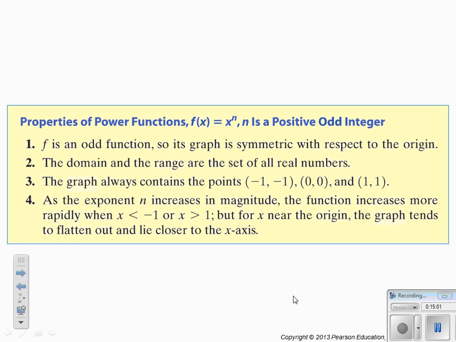So here's what I want you to write down. f is an odd function. Its graph is symmetric with respect to the origin. So if f of x equals x to the n, where n is a positive odd integer, the domain and range are the set of all real numbers. The graph always goes through (-1, -1), (0, 0), and (1, 1). And as the exponent n increases in magnitude, the function increases more rapidly when x is less than -1 or x is greater than 1. But for x near the origin, the graph tends to flatten out and lie closer to the x-axis and make a more boxy transition.